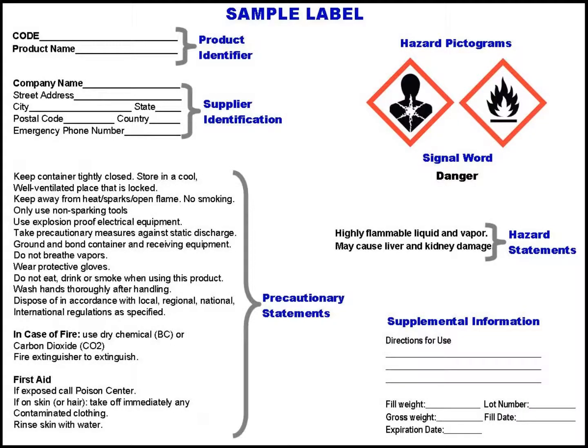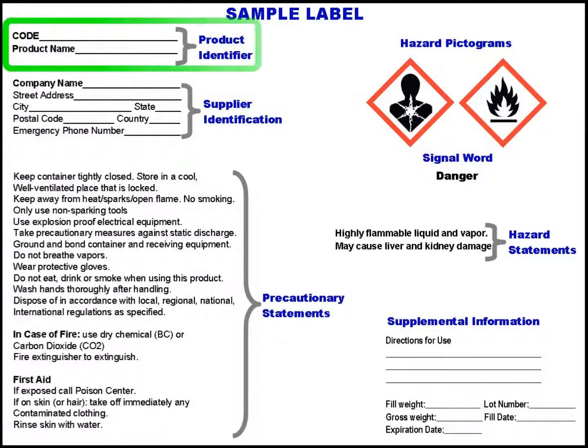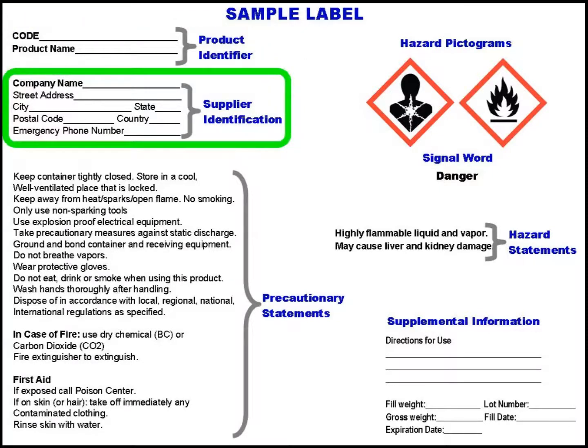As of June 1st, 2015, all labels will be required to have the following. The product identifier. This is how the hazardous chemical is identified. It can be the chemical name, code number, or batch number. The supplier identification. This is the name, address, and phone number of the chemical manufacturer, distributor, or importer.